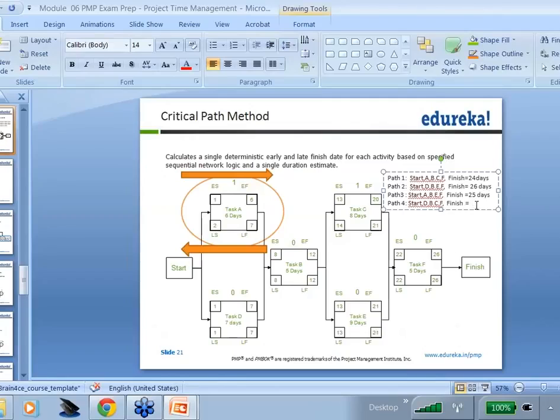And the fourth is path 4. The path 4 we defined is start and D. D means 7 days. Then comes B. B means 5 days. 7 plus 5 is 12. Then comes C. 12 plus 8 is 20. And then comes F, which is 5. So that means 25 days.